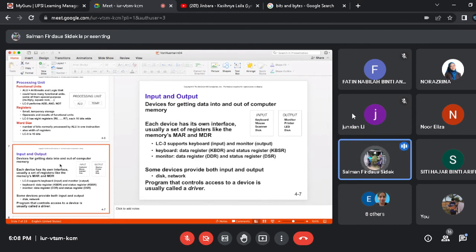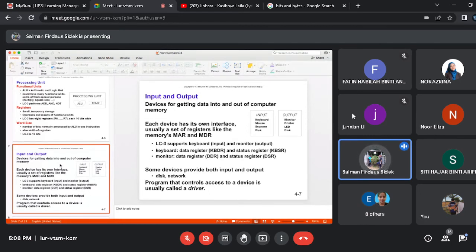So there is no address for both input and output. That is why the register used for these devices is the status register. The same goes for the output. Like the monitor, it has its own display data register (DDR) or display status register.